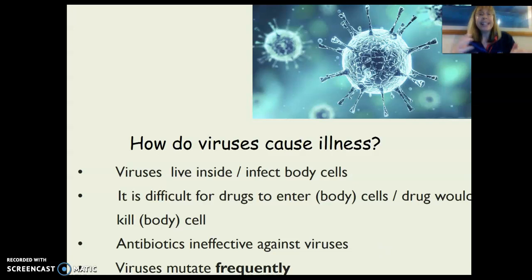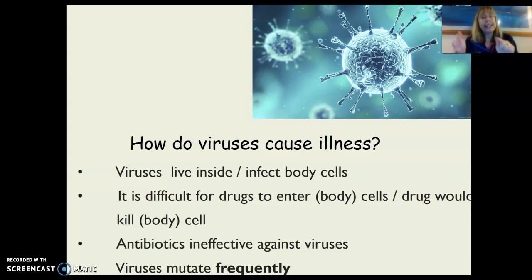Okay, now we need to be able to explain in an exam, how do viruses cause illnesses? Well, we know that they live inside, or they infect body cells. And it's almost like a game of hide and seek, because once they hide inside those cells, nothing can get to them. And that's why it's difficult for drugs to enter the cells, or the drug would actually kill the cell.